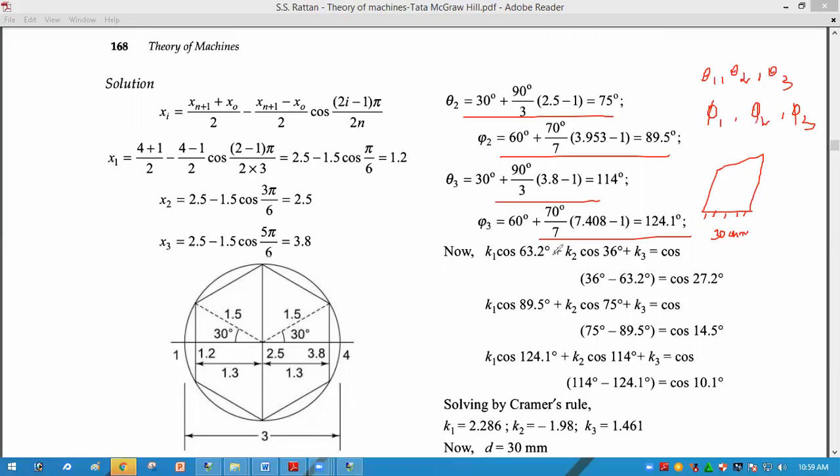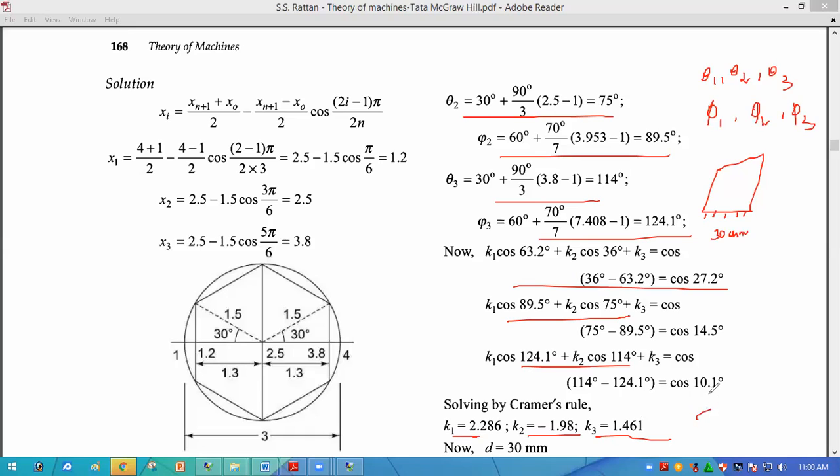That is k1 cos phi 1 plus k2 cos theta 1 plus k3 equals cos theta 1 minus phi 1. We have three positions, theta 1, theta 2, theta 3, and three output link angles phi 1, phi 2, phi 3, so we have three Freudenstein equations. By solving these three equations using a scientific calculator or Cramer's rule, we get the k1, k2 and k3 values. Here k1 is 2.286, k2 is minus 1.98 and k3 is 1.2461.